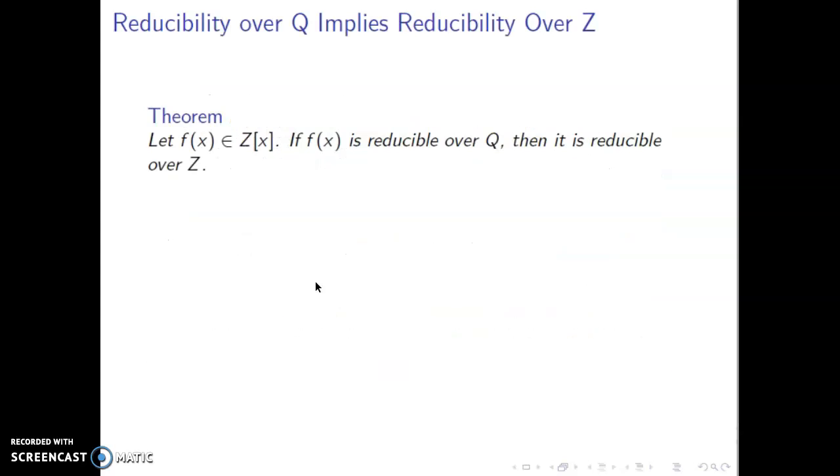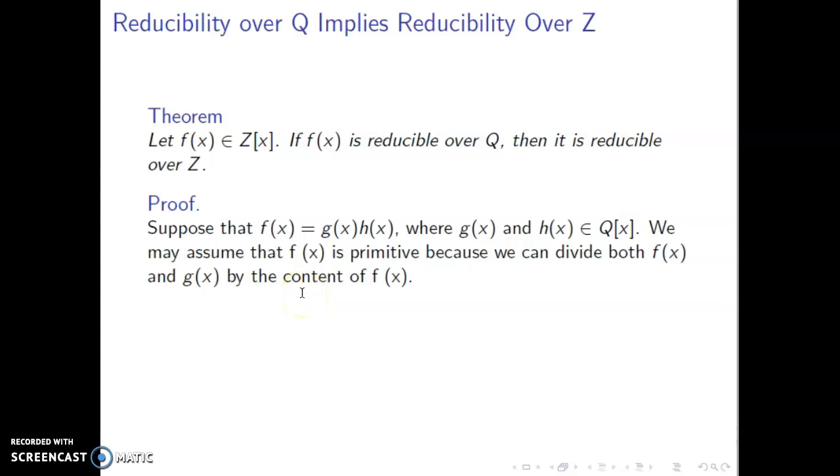Now let's go to the next result. The next result says that reducibility over Q implies reducibility over Z. That is, if a polynomial is reducible over the set of rational numbers, it is also reducible over the set of integers. So let f(x) be a polynomial over the set of integers. Now if that particular polynomial f(x) is reducible over Q, then it is reducible over Z. Let me prove that. Suppose f(x) is equal to g(x) times h(x), where g(x) and h(x) are elements in Q[x].